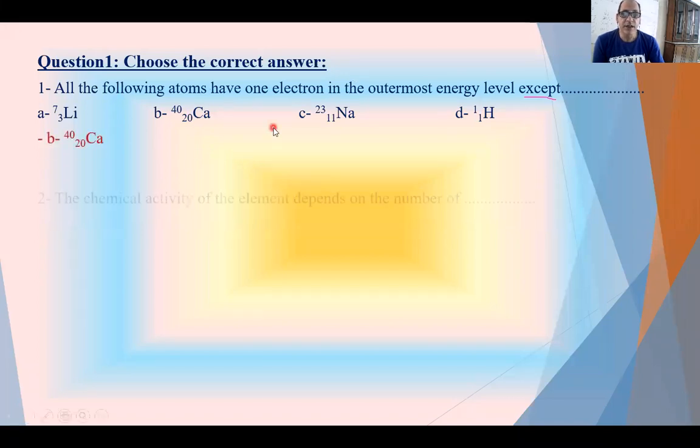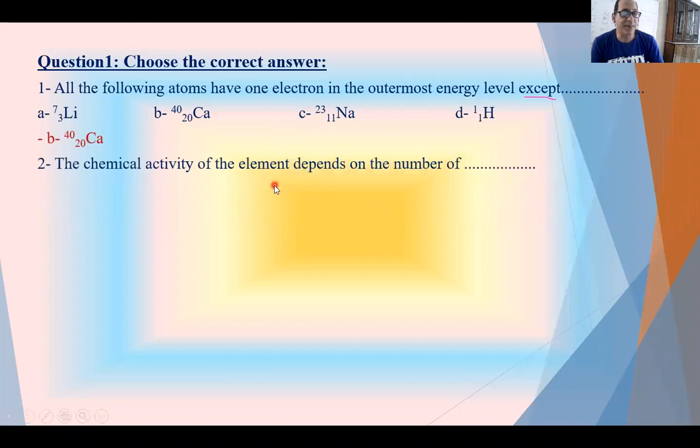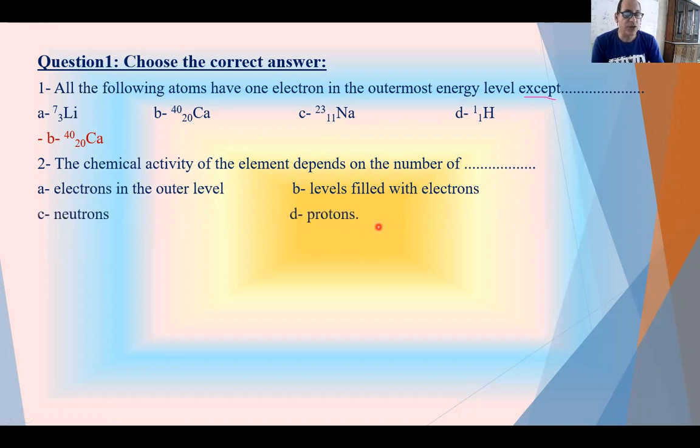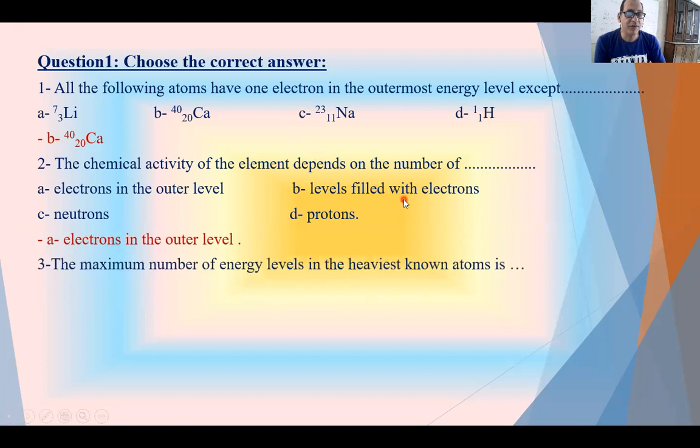Okay. Number 2: the chemical activity of an element depends on the number of electrons in the outer level filled with electrons. Which is not true. Neutrons or protons, no, it's just the electrons in the outer level. If the electrons of this level are incomplete, this is an active element. But if it is completely filled with electrons, it's supposed to be an inactive element. The maximum number of energy levels in the heaviest atom: K, L, M, N, O, P, Q, a maximum of 7 energy levels.